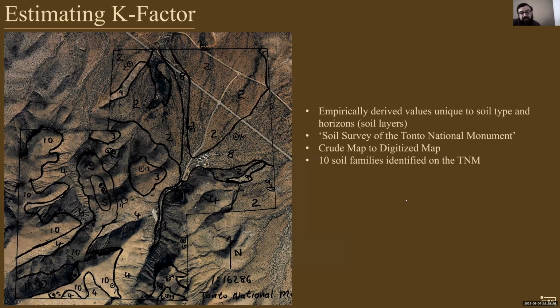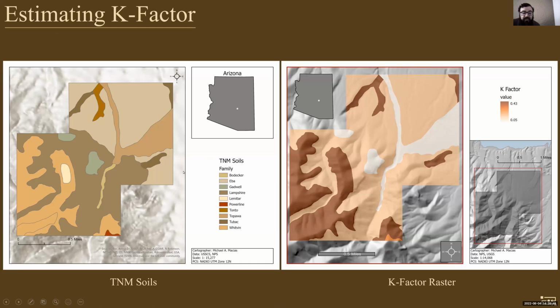To estimate the K factor, while this factor has to be empirically derived by a soil scientist, fortunately, there was a soil study on the Tonto National Monument, which identified 10 soil families and, more importantly for me, identified the K factor values. Unfortunately for me, this information existed only in hard copy form. This is actually the map that was in the document. It was nothing more than an aerial photograph in which somebody drew on it with a Sharpie marker designating the soil units. Nevertheless, I scanned and georeferenced this, converted it to a vector model showing the soil units, and then converted it to a raster model based on K factor values found in the document.